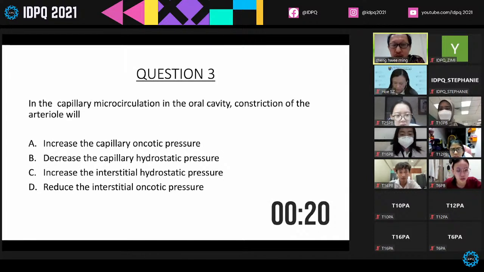In the capillary microcirculation in the oral cavity, constriction of the arteriole will increase the capillary oncotic pressure, decrease the capillary hydrostatic pressure, increase the interstitial hydrostatic pressure, or reduce the interstitial oncotic pressure. Your time starts now.